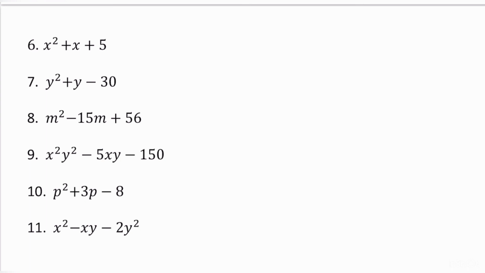Once again, take all of these problems, see if you can do them completely on your own, and that's how you're going to get better at factoring.